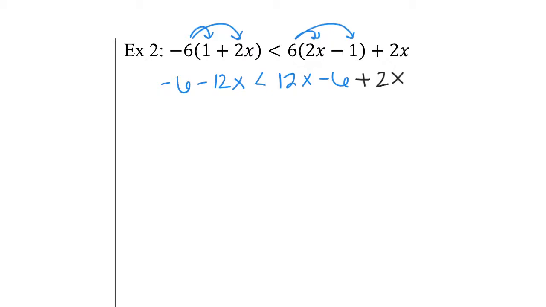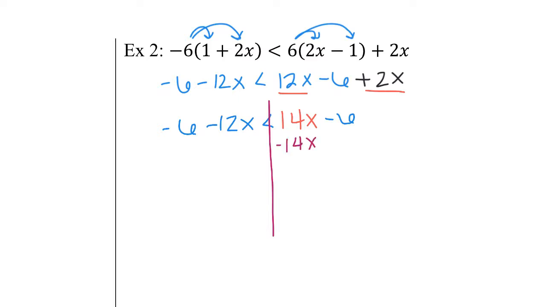Step 2 would be combining like terms. So on the left side, I don't have any like terms here because this does not have an x and this does. But on the right side, I see some like terms. I have 12x and 2x. So we're going to have -6 minus 12x less than 12x plus 2x makes 14x, and then minus 6. Now that everything's combined, I'm going to start moving stuff across my inequality. So again, I'm always going to move to the left.